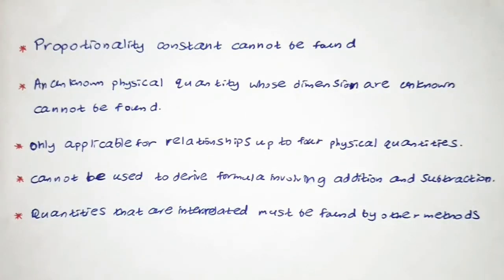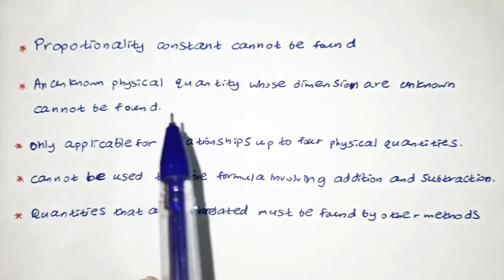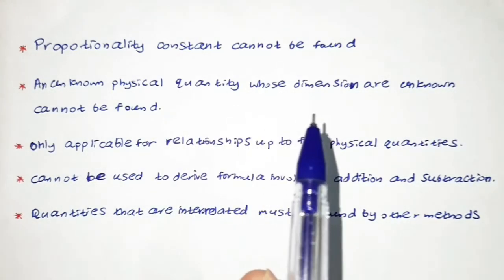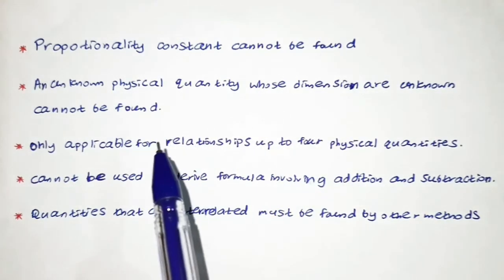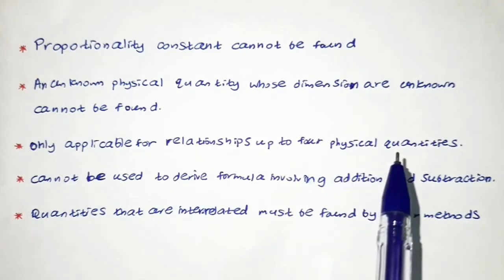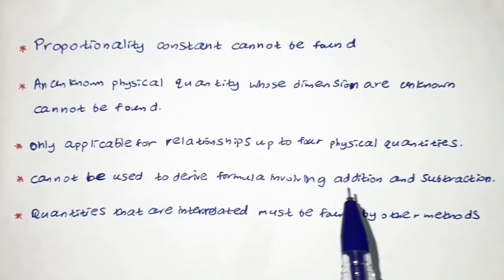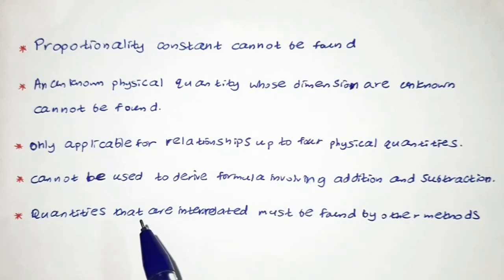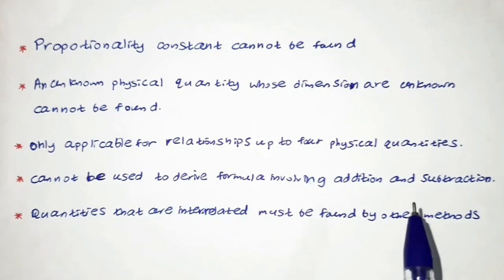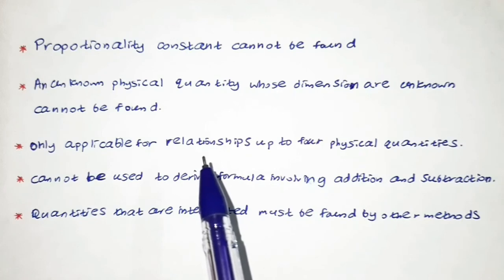A few other limitations of dimensional analysis are listed here. Proportionality constants cannot be found. An unknown physical quantity whose dimensions are unknown cannot be found. It is only applicable for relationships up to 4 physical quantities, and cannot be used to derive formulas involving addition and subtraction. Quantities that are interrelated must be found by other methods or limitations related to dimensional analysis.